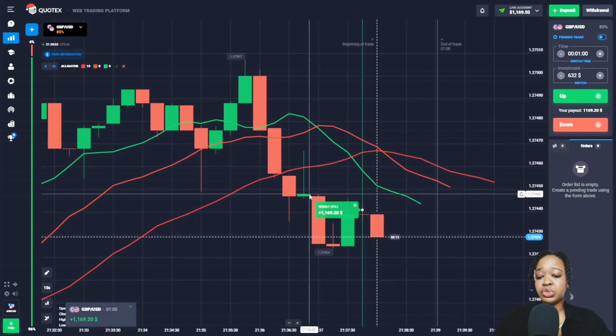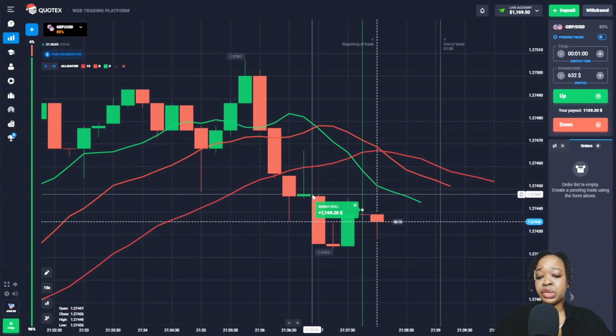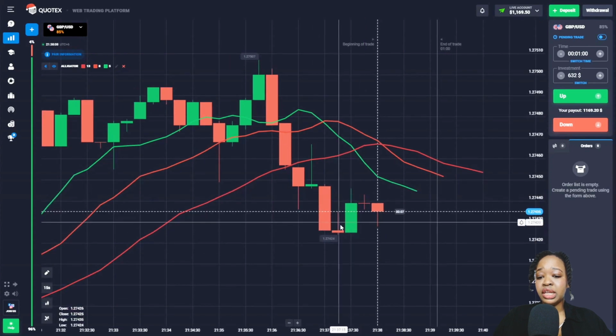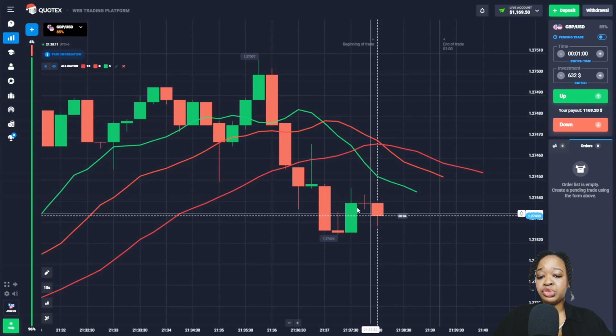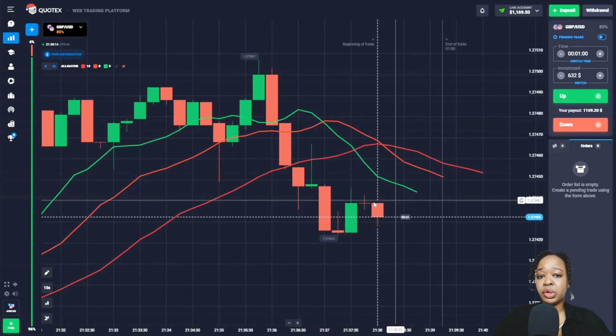So you can see that the price continued declining despite a large green candlestick in the middle of the trade. The exit point of this trade was below our entry point, and I was able to make very good profit. So let me go on.